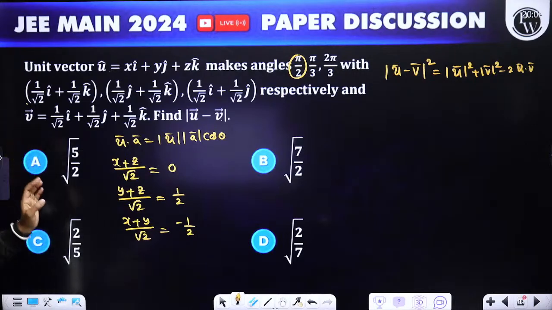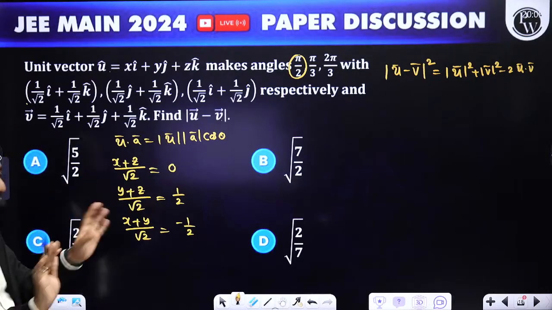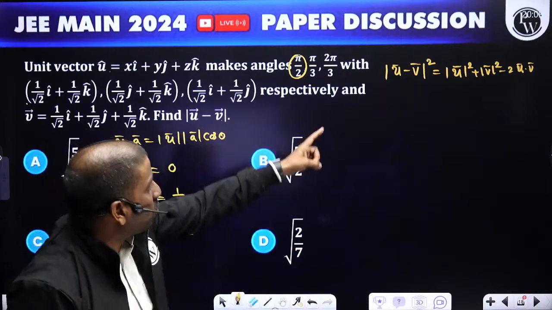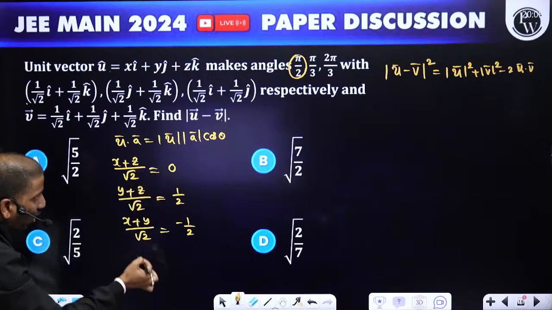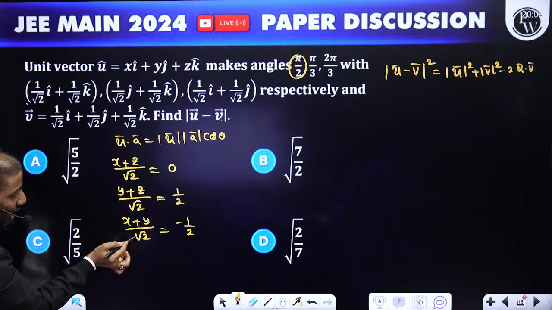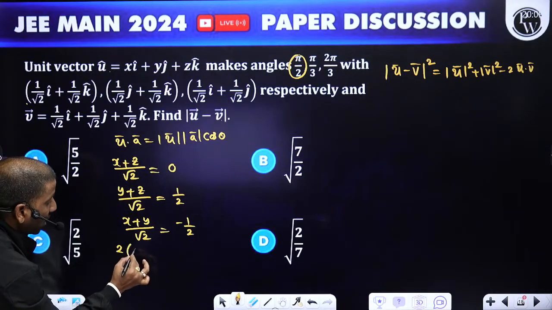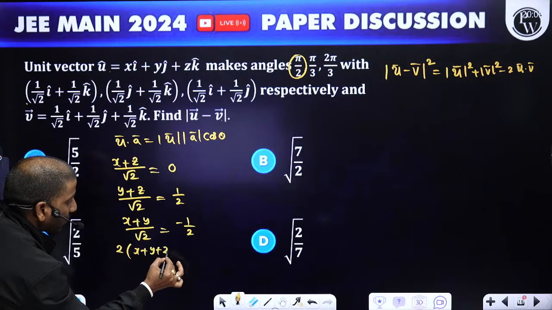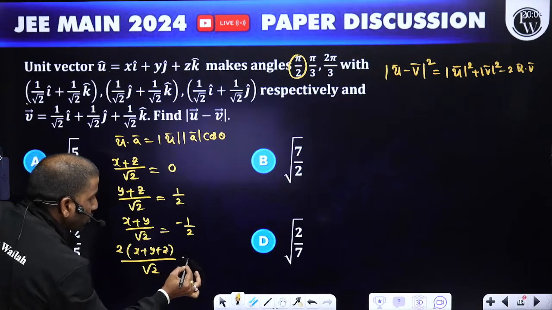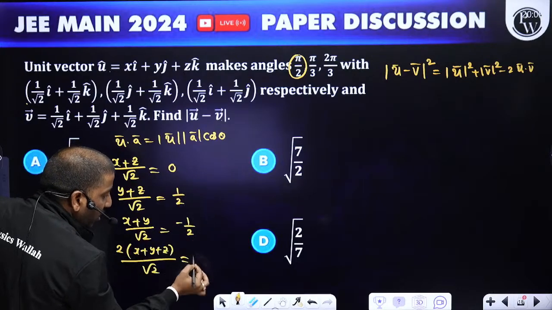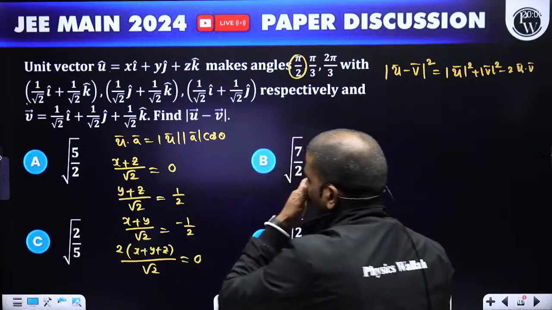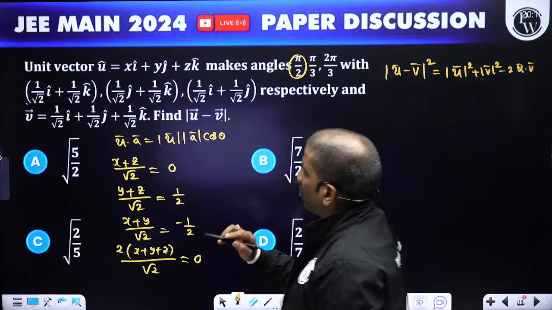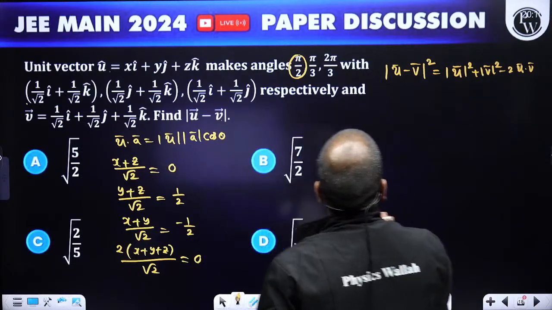Okay, I do one thing: I don't solve for x, y, z. No need to solve once you relate these two things. Why? Because if you add all, all denominators are the same. So 2 times (x plus y plus z) by root 2 is equal to 0 plus 1 by 2 minus 1 by 2, which is 0. So x plus y plus z is equal to root 2, right?